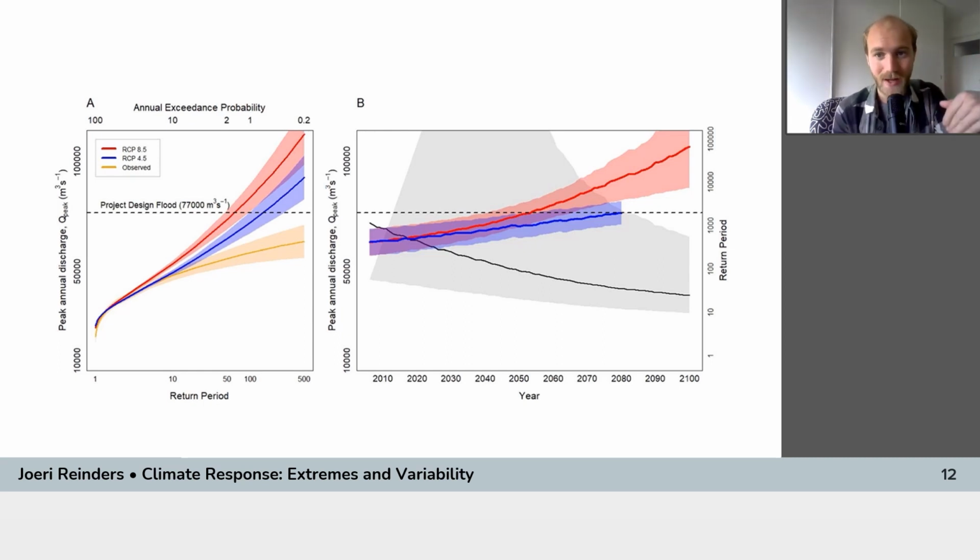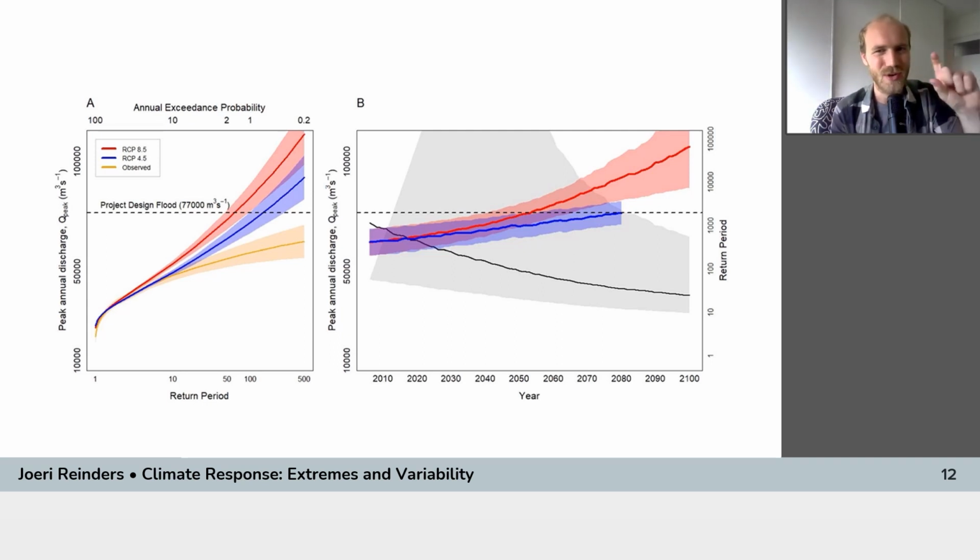So you can see the effect of reducing our carbon emissions on the risk of flooding on the Mississippi River. For your information, the black line that you can see there relates to the secondary y-axis on that graph, which is the return period of the project design flood. So how does the project design flood change in return period over time, if that makes sense?